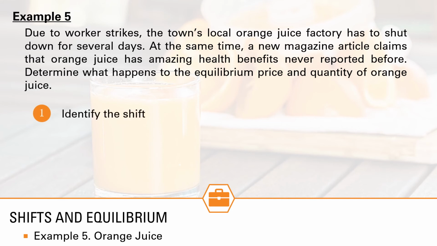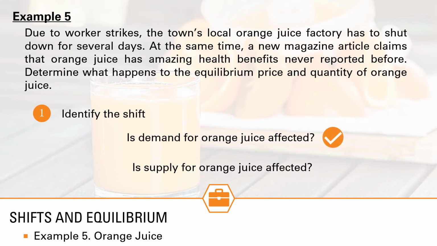Again, first one, identify the shift. Does demand shift? Does supply shift? Let's ask first, is demand for orange juice affected? Yes, right? Tastes and preferences, right? So demand for orange juice, yes. Because now there's a new health benefit. I'm sure some people will have read this magazine and would want to go buy orange juice. So demand's gonna go up.